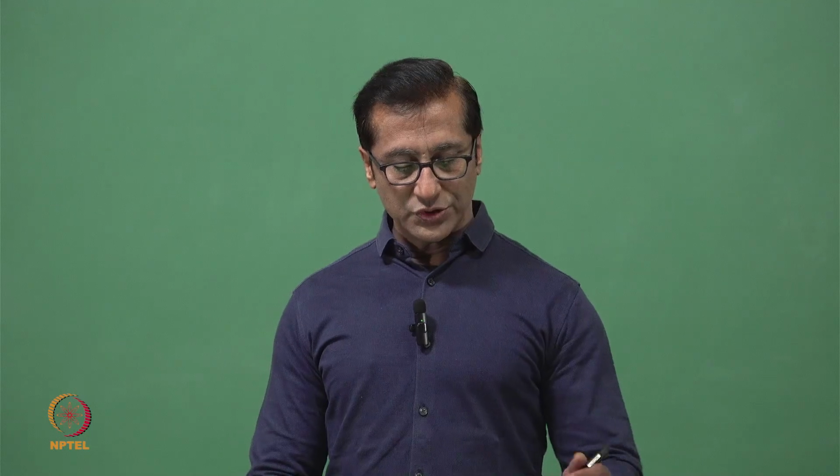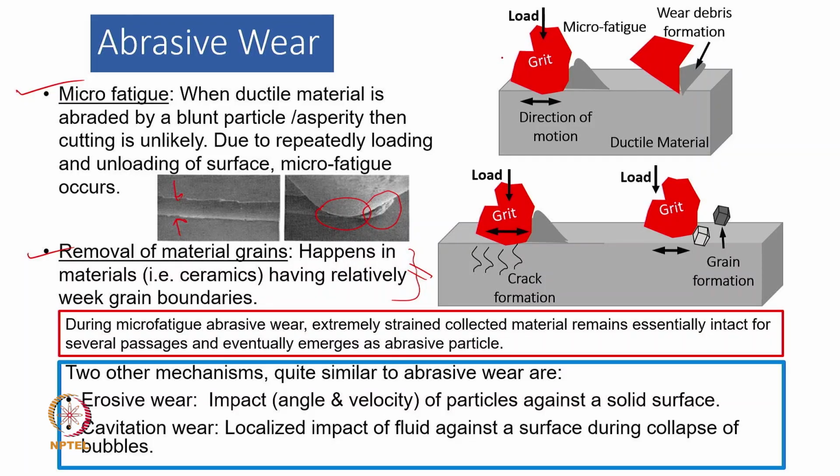asperity. This has been shown in a similar manner, where the grit is basically a particle, and it can be subjected to micro fatigue. Because when we go for brittle material, cracks are already there, and then finally a complete grain will come out of the surface. That also can happen.